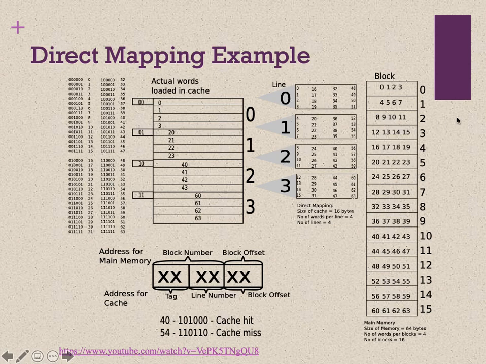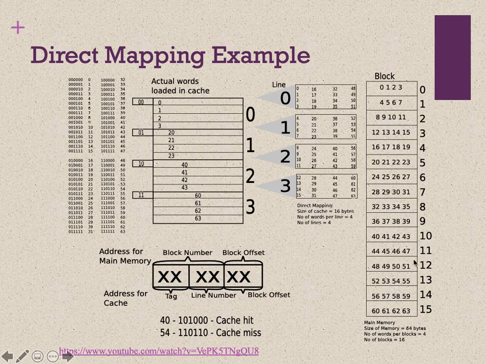So blocks 0, 1, 2, and 3: because 0 modulus 4 is 0, block 0 is mapped to line 0. 1 modulus 4 is 1, so 1 is mapped to 1. 2 modulus 4 is 2, and 3 modulus 4 is 3. But 4 modulus 4 is 0, so block 4 will be mapped to cache line number 0. 5 modulus 4 is 1, and it will be placed there. So that's the basic technique, direct mapping.